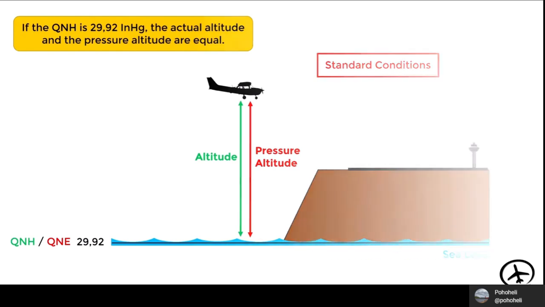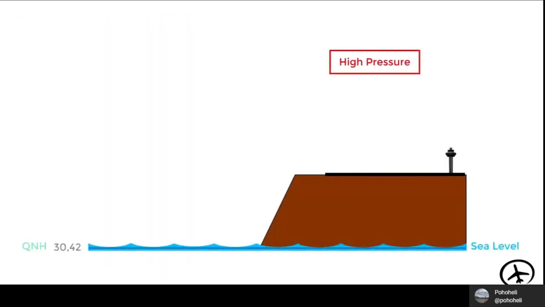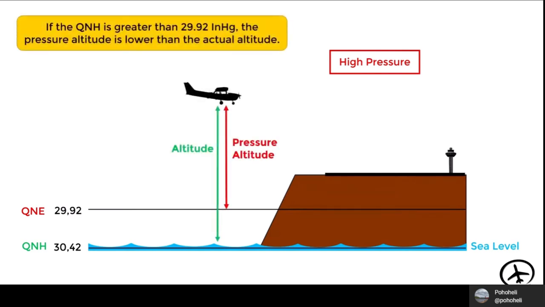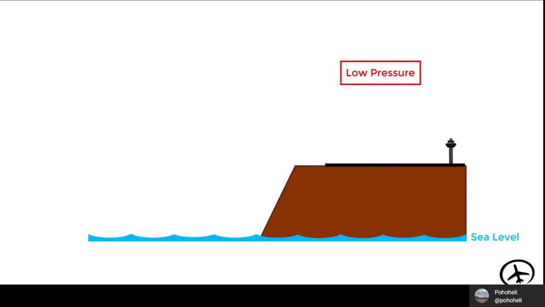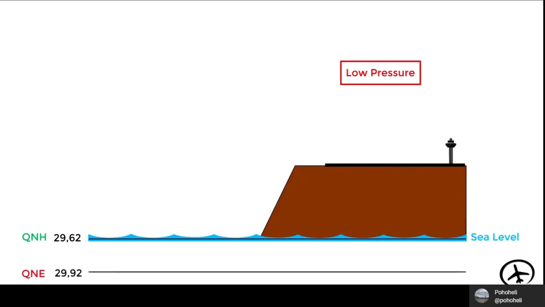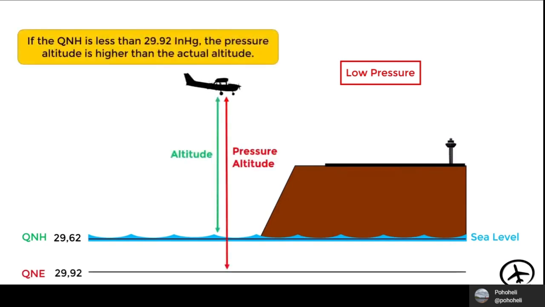Since if we have, for example, higher than standard pressure conditions, the QNH will be higher than the QNE, which means that the 2992 isobar would be above the sea level. Therefore, in this case, the pressure altitude will be lower than the actual altitude. On the other hand, if there are lower than standard pressure conditions, the QNH will be lower than the QNE, which means that the 2992 isobar would be below the sea level. Therefore, the pressure altitude will be higher than the actual altitude, as we can see in this example.